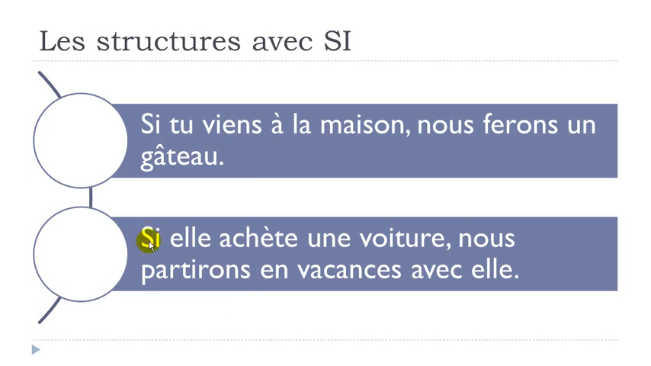Second example, si elle achète une voiture, acheter is to buy, une voiture, a car, nous partirons en vacances avec elle. Partir here, to leave, and then you've got the future form, we will leave en vacances, on the holidays, avec elle, with her. Okay, so you can see that in that case, you've got first here the present form, and it's followed by the future form. Okay, so this is quite easy to make. Okay, remember, si plus présent, then the future.